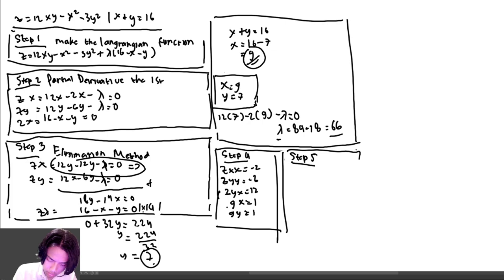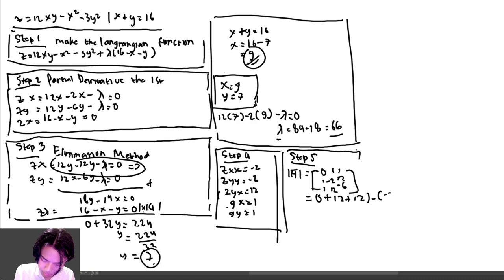Then we move to the bordered Hessian determinant, which is H here equals 0. We put it one by one. 1, 1, 1. Here's minus 2, minus 6. Here, 12. Then we found that 0 plus 12 minus minus 2 plus 0 minus 6 and then equals 32, which is more than 0. Then we found that z is maximum. Okay, it's maximum since it is more than 0.